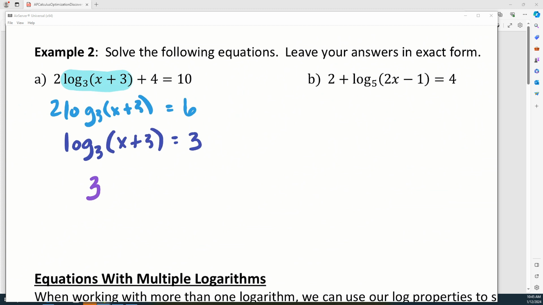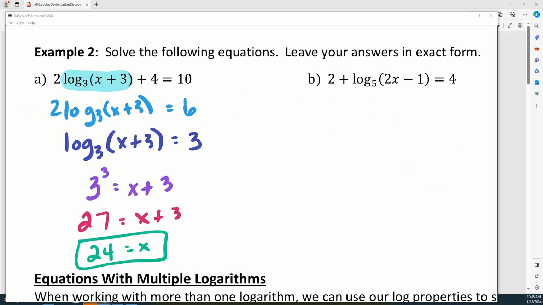3. So a logarithm always equals the exponent. So 3 to the third should equal x plus 3. We got lots of 3's in this problem. All right, I do need you to know what 3 to the third is without a calculator. Do you know? 27. So 3 times 3 times 3. And then when I subtract 3, I'm going to get that x is 24. All right, so I should be able to take 24, put it in here, do all the things, and end up with 10.